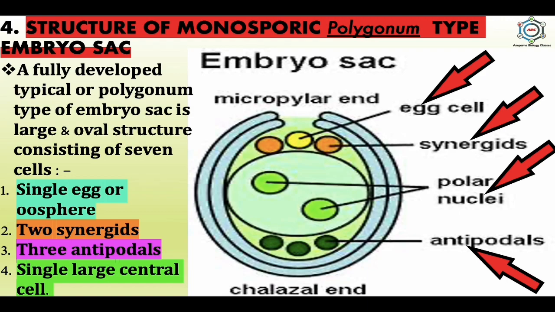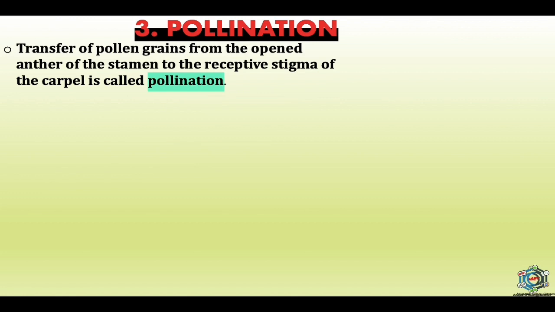Now, pollination. Here we can see the attachment of the male gametophyte to the female gametophyte. The transfer of pollen grains from the open anther of the stamen to the receptive stigma of the carpel is called pollination.